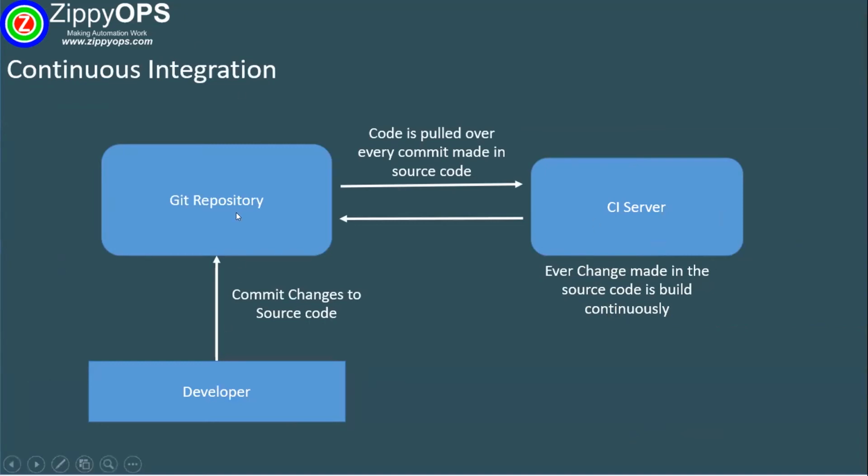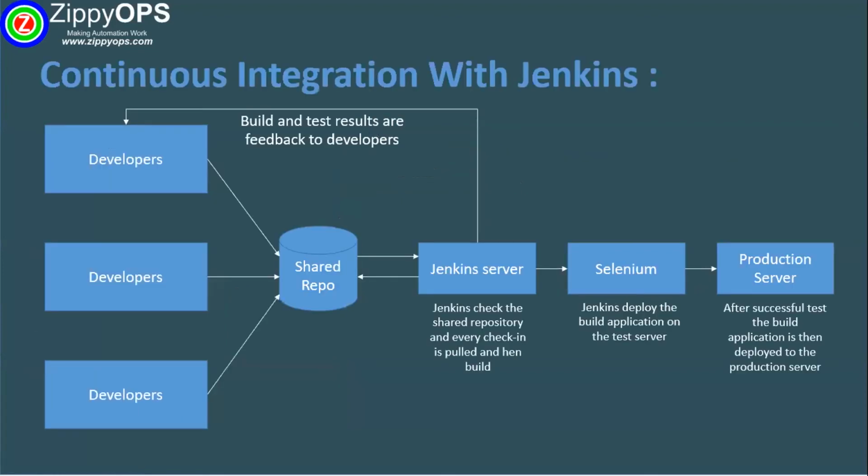The developer checks the code into the Git repository, so the CI server will get that. Okay, and if there are any issues, it is going to revert them back to the developer. Okay, so this will be a normal typical scenario. So you have multiple developers who are putting code in a repo, and Jenkins is going to execute the test cases. If the test cases are successful, it is going to put it on the production server. The build and test results will be shared with the developers. So this is the continuous integration system.